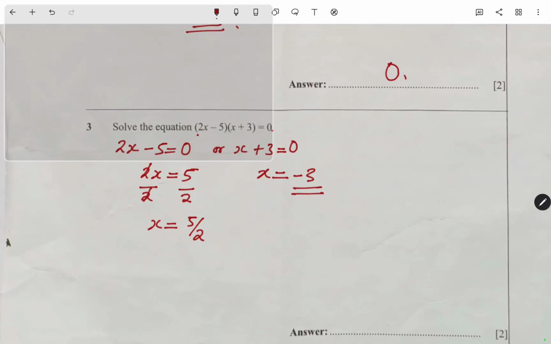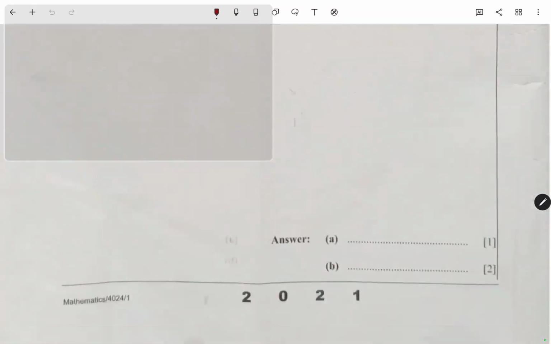x is equal to 5 over 2, which, if you want, you can also say 2 remainder 1 over 2, something like this. So x is equal to 2.5, or x is equal to negative 3. So those are the two values of x. So I'm sure you notice something here.